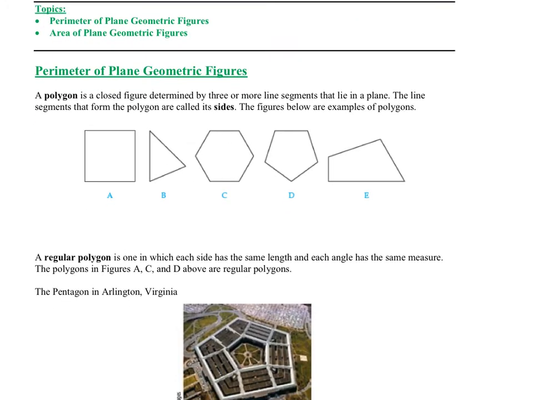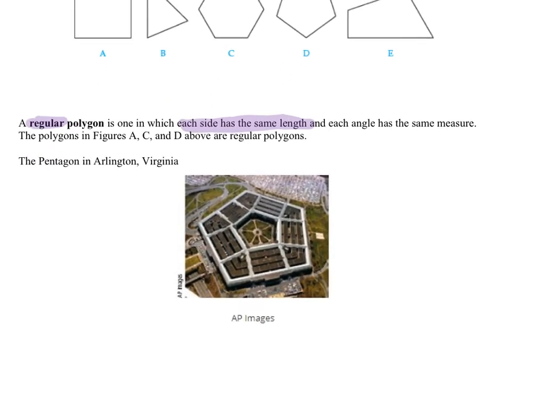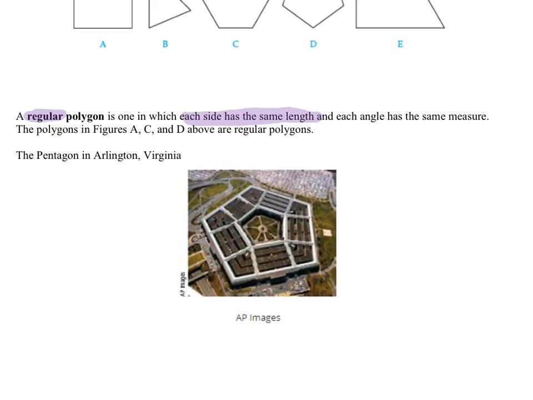So then you get this idea of what is a regular polygon. What does regular mean? All regular means is each side has the same length. So anytime you see regular, it's each side has the same length. A nice real world example of this is the Pentagon in Arlington. Pentagon, pent standing for 5, so that means it has 5 sides. It is a regular polygon, meaning each one of these 5 sides is of equal length.